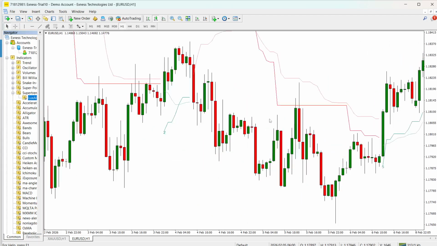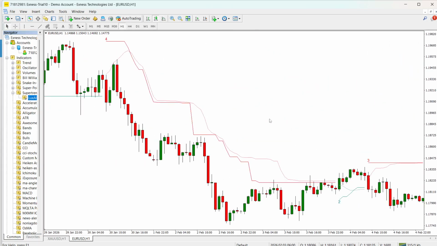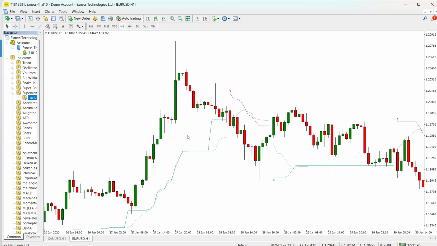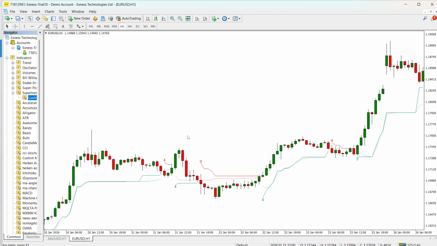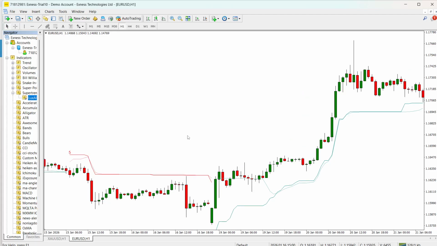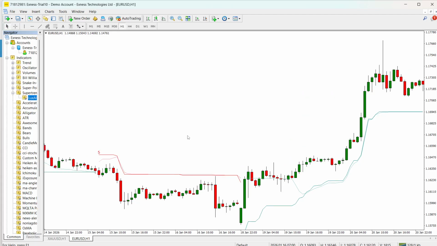Sudden news events, extreme volatility, or structural breaks can still cause false or late signals. As with any advanced indicator, it should be used alongside a clear trading plan, risk management, and other confirmation tools rather than as a standalone system.